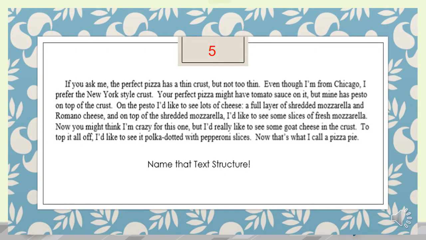Number 5. If you ask me, the perfect pizza has a thin crust, but not too thin. Even though I'm from Chicago, I prefer a New York style crust. Your perfect pizza might have tomato sauce on it, but mine has pesto on top. On the pesto, I like to see lots of cheese, a full layer of shredded mozzarella and Romano cheese, and on top of the shredded mozzarella, I'd like to see some slices of fresh mozzarella. Now you might think I'm crazy for this one, but I'd really like to see some goat cheese in the crust. To top it all off, I'd like to see it polka dotted with pepperoni slices. Now that's what I call a pizza pie. Name that text structure.